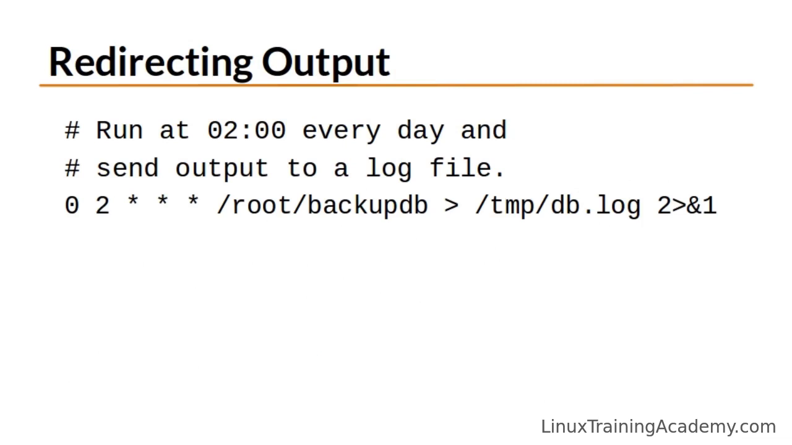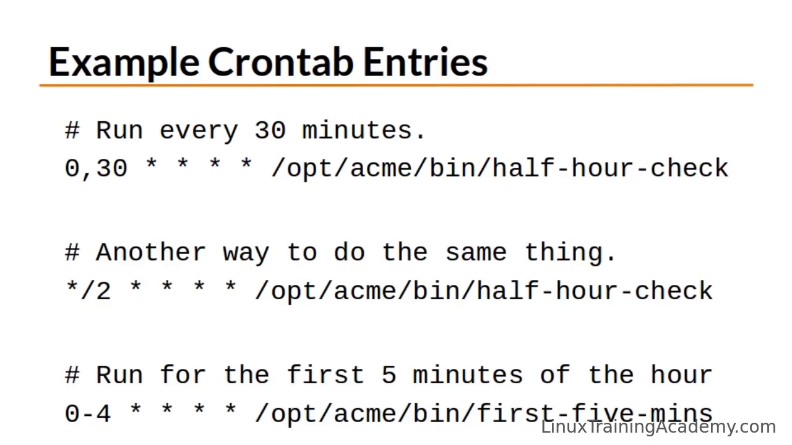You can check your local mail with the mail command. If you would prefer not to get email, you can direct the output of the command as in this example. You can provide multiple values for each of the fields. If you would like to run a command every half hour, you could use 0,30 in the minute field or */2. You can even use ranges with a dash.